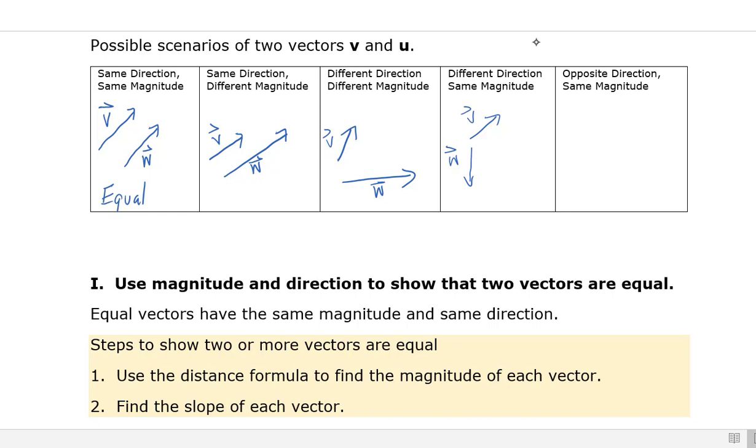These two vectors right here have different direction, right? So the angle that they make with the horizontal is different, but the magnitude is the same. Their lengths are the same, but they're in different directions. And then the last scenario is really just a special case of this prior one. We're going to have two different vectors with different directions, the same magnitude, but they'll be opposite. So these two vectors right here have the same length, so the same magnitude, but they are pointed in opposite directions. So one vector is the opposite of the other.